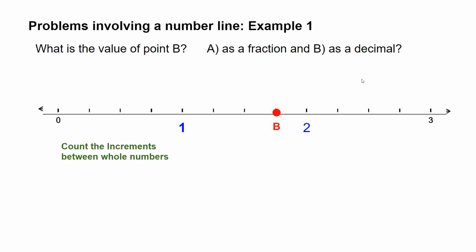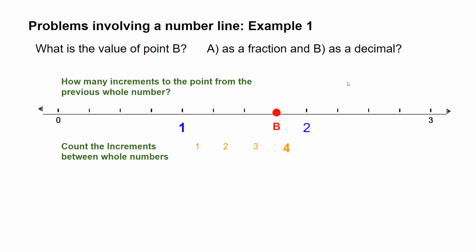Let's count the increments between the whole numbers. What I mean by increments is these gaps between these tick marks. 1, 2, 3, 4. Like this, 1, 2, 3, 4. And 4 is the number that we want. That's why it's bold, because we want to know the total number of increments there. We are dividing up into 1/4. That's the meaning of the 4 there.